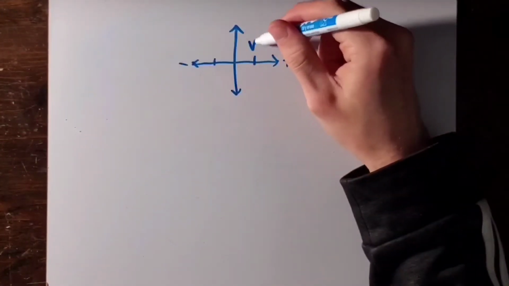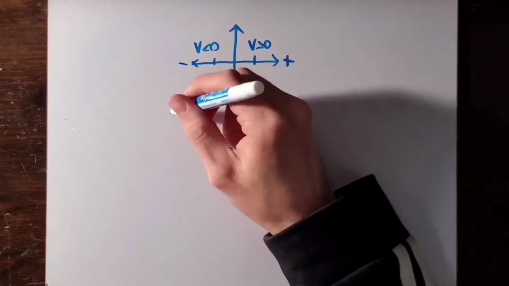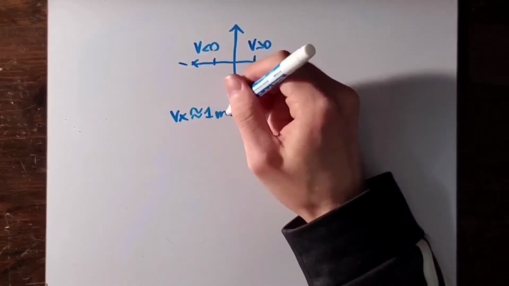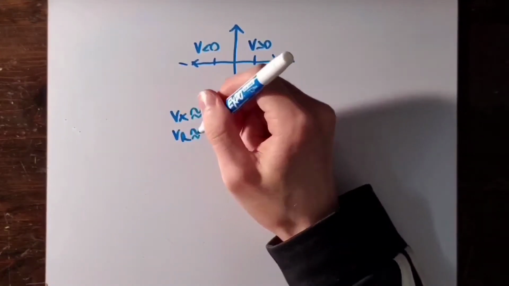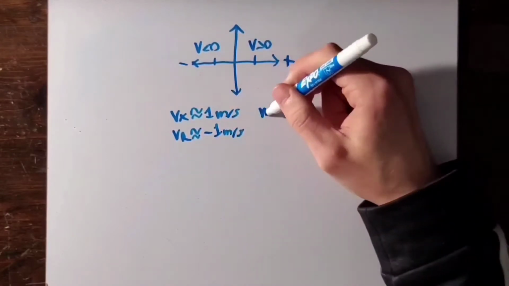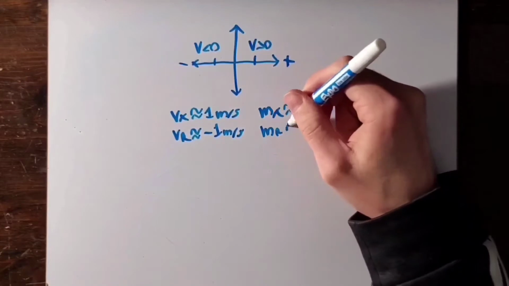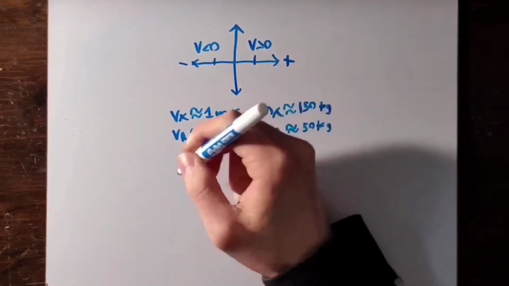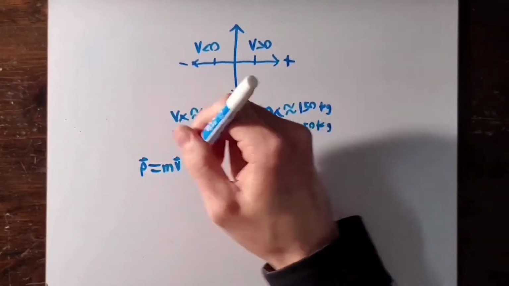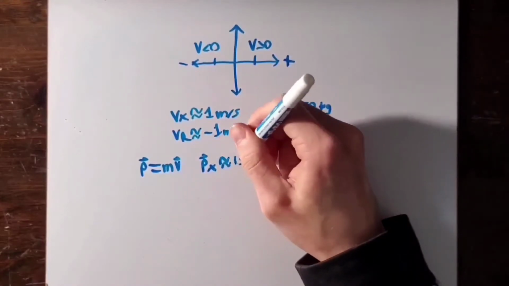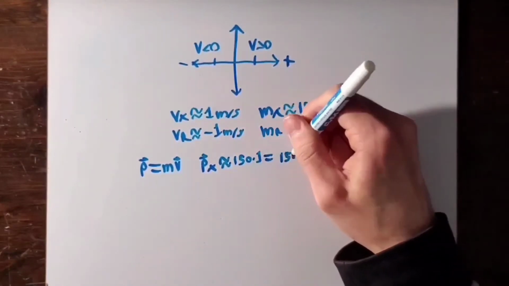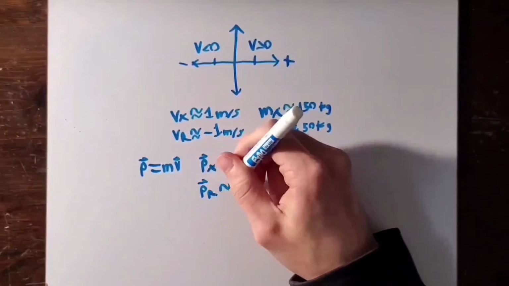Now let's break down what we just saw. Let's say that moving to the right of the camera is the positive x direction and moving to the left is the negative x direction. This would make Xander's velocity before the collision approximately 1 meter per second, and Roan's approximately negative 1 meter per second. Now given that Xander's mass is approximately 150 kilograms, and Roan's mass is approximately 50 kilograms, we can find our momentums.